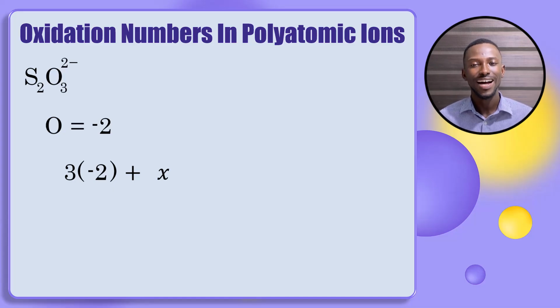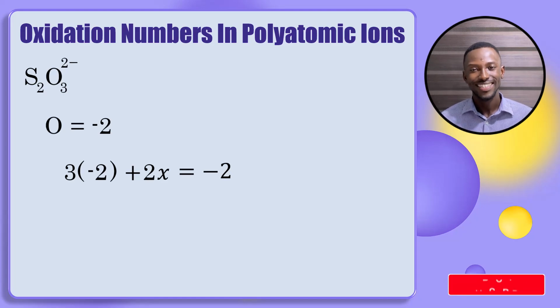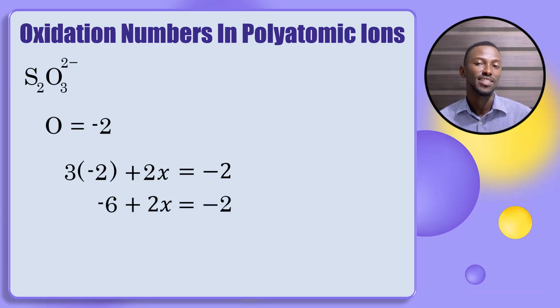But how many sulfur atoms do we have in this ion? We have S2, so there are 2 of them. So let's multiply the X by 2. So we have 2X. What is the charge of this entire ion? The charge is -2. That means 3 times -2 plus 2x is equal to -2. Basically, that is what it means. Now let's move on. 3 times -2 gives us -6 plus 2x equal -2. Good. Hope you got to this point, right?